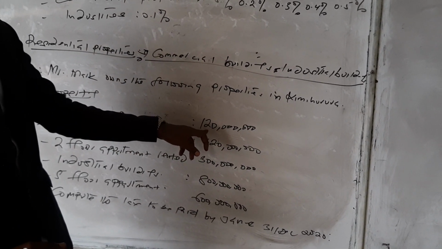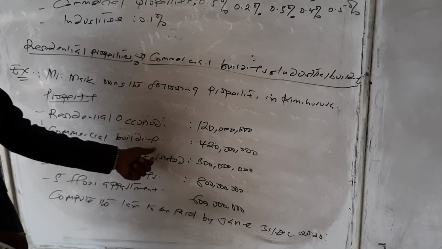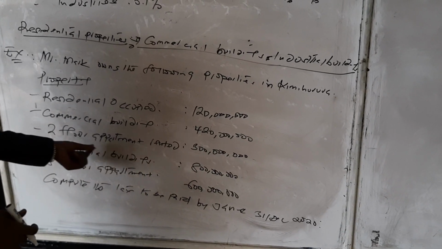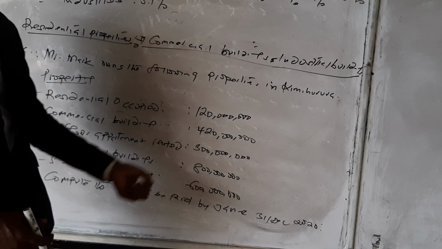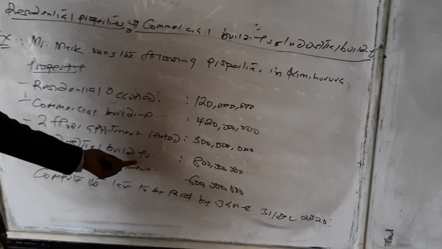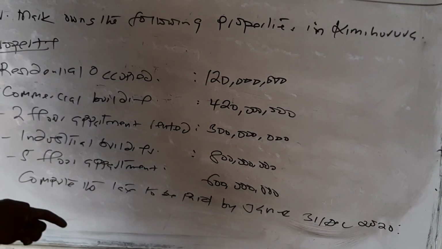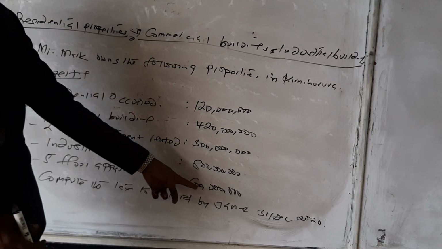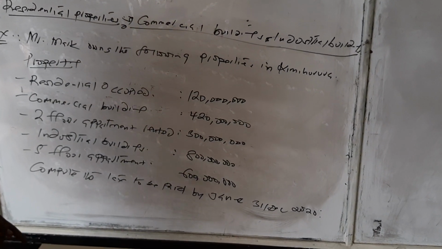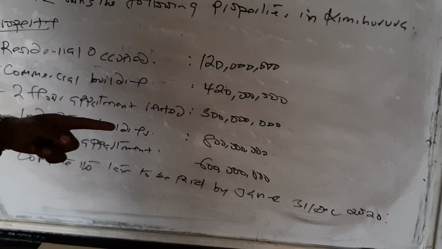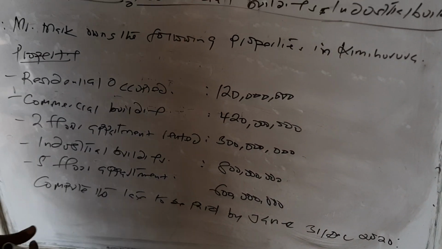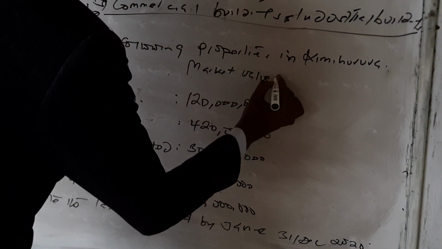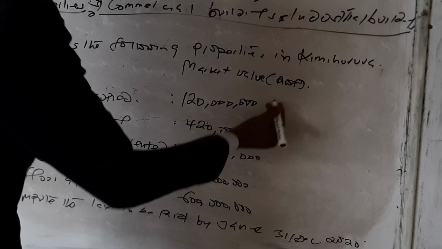It is worth 120 millions. He has commercial buildings worth 420 millions Rwandan francs. He has 2-floor apartments rented, worth 300 millions Rwandan francs, and industrial buildings of 800 million Rwandan francs, and a 5-floor apartment worth 600 millions. Compute the tax to be paid as at 31st December 2020. Remember, these are market values in Rwandan francs.